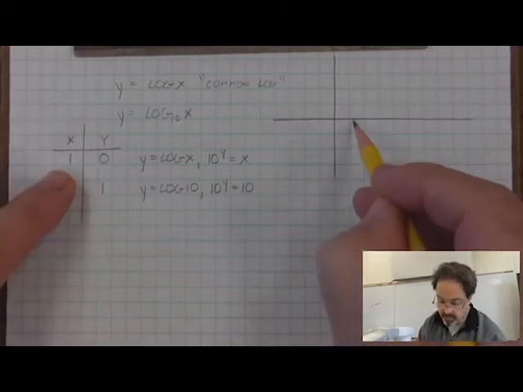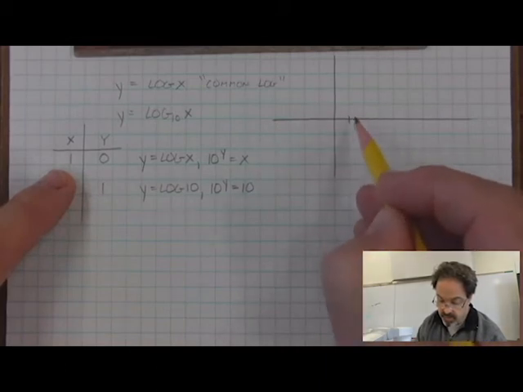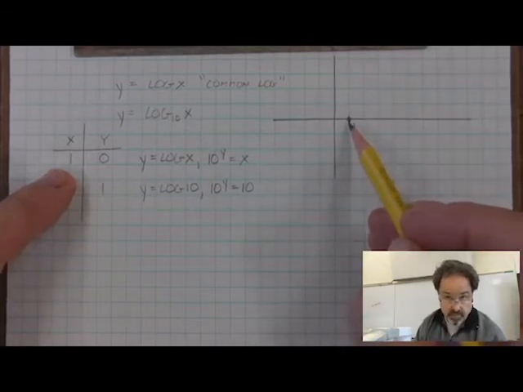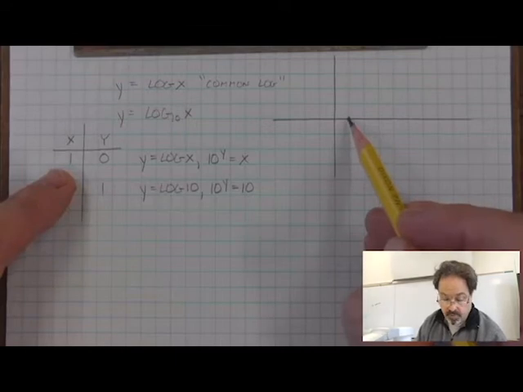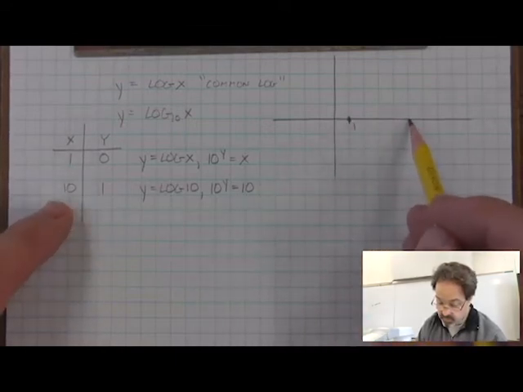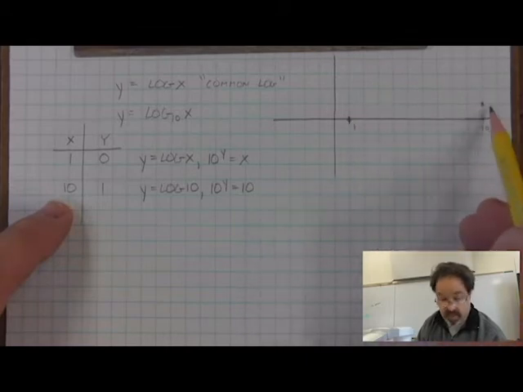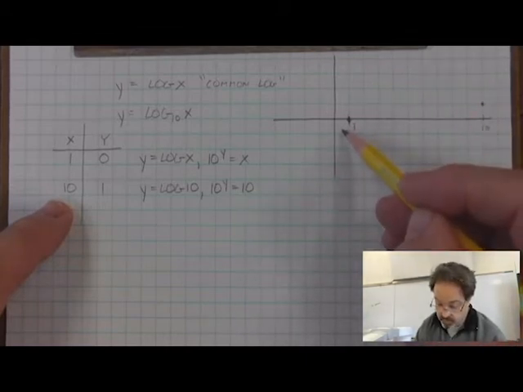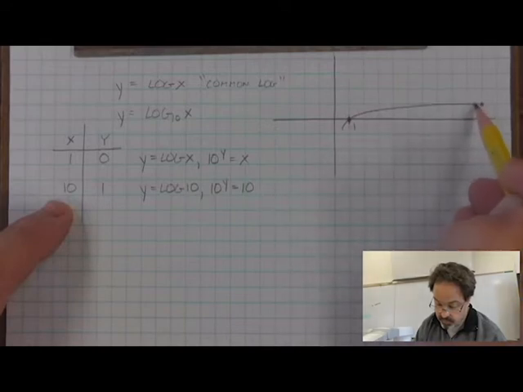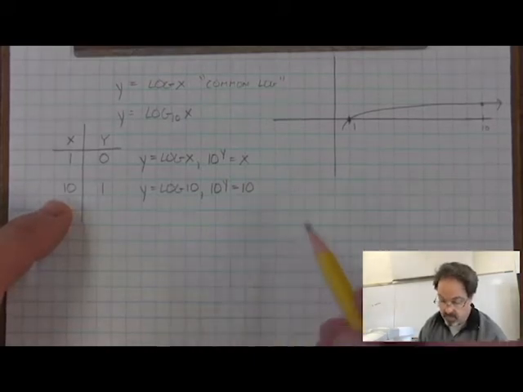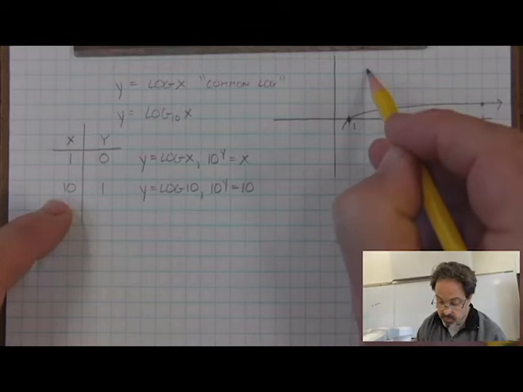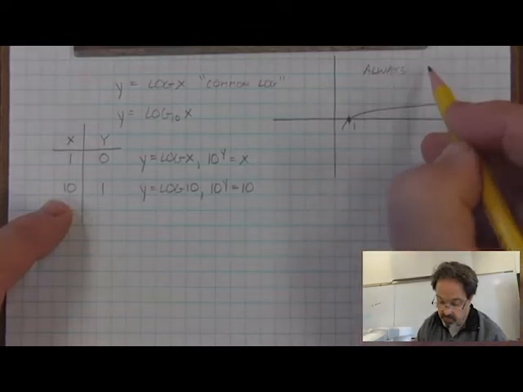If I put 1 in for x, then I will get 0 for y. Parent log has an x-intercept at (1, 0). If I put 10 in for x, then y is equal to 1. So the growth between these 2 points is a curve that grows very, very slowly. And it continues to grow very slowly. This log equation is always increasing.